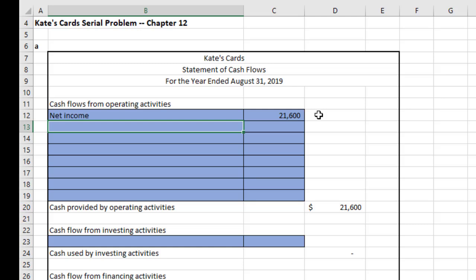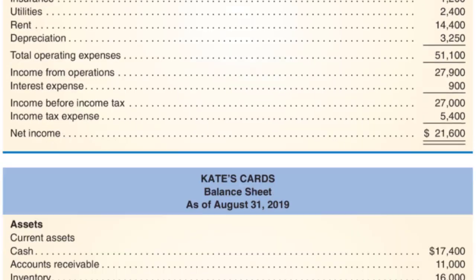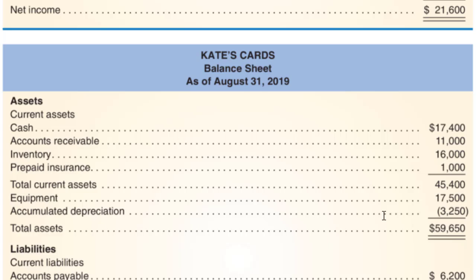So one of the things that's not cash related is the depreciation expense for the year. So we'll take the depreciation. Now, how did I get that? Well, you might say that, well, I looked at this right here, but you can also get it from the balance sheet. Since this is a brand new company, the accumulated depreciation was 0, and then it changed to $3,250. So that also shows you the change in the accumulated depreciation is going to be the depreciation expense.